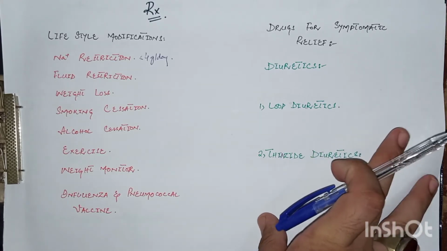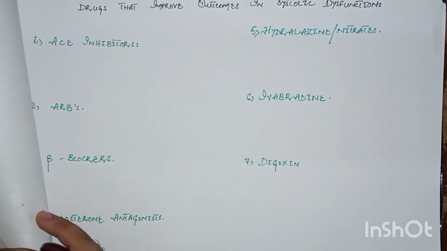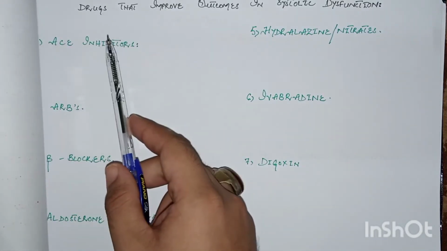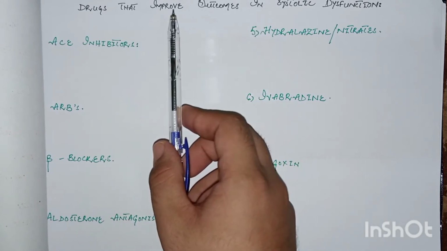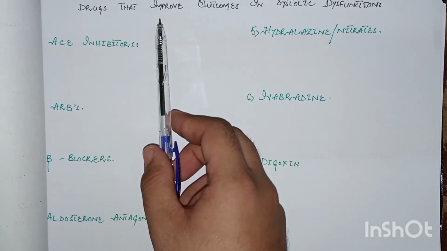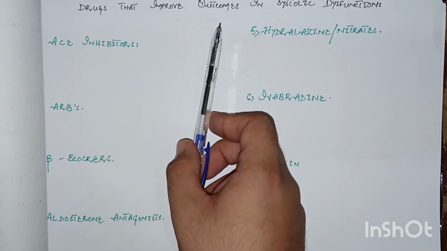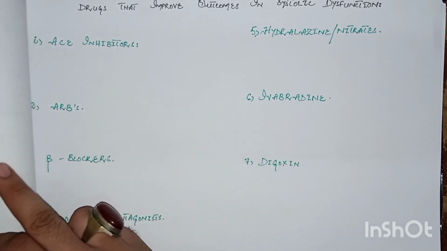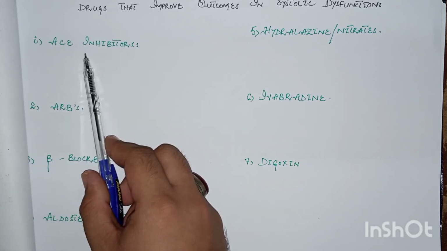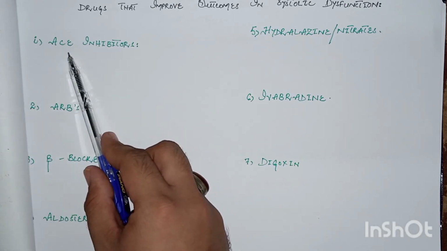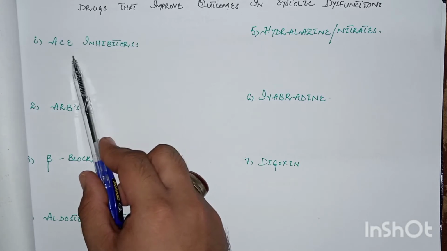Now talk about the pharmacological management that improves the outcomes in the systolic dysfunction, or in short we can say the drugs that improve the mortality in these patients. The first line management is ACE inhibitors, that is angiotensin converting enzyme inhibitors. They inhibit the conversion of angiotensin 1 into angiotensin 2.